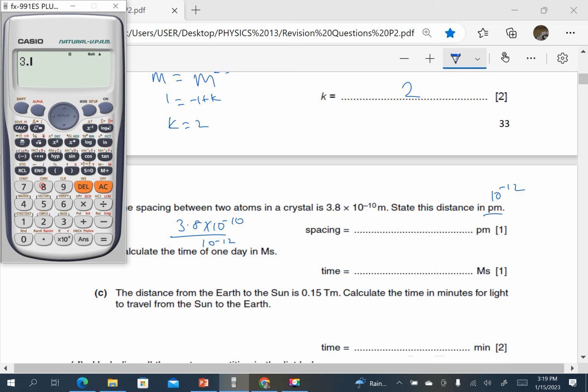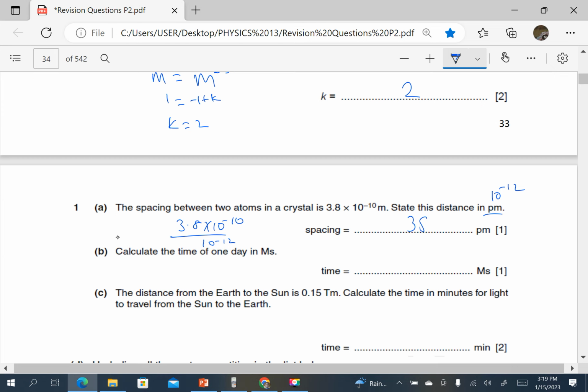So 3.8 exponent negative 10 divided by exponent negative 12. So that is 380.